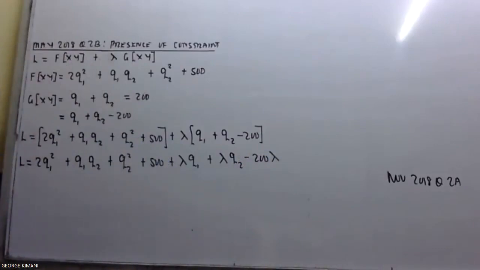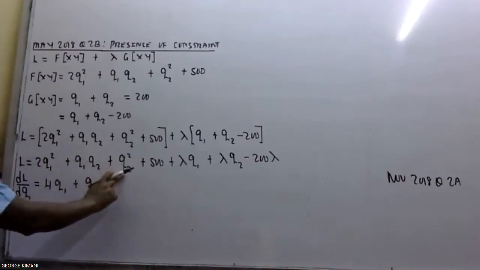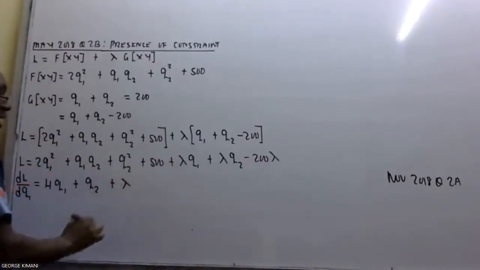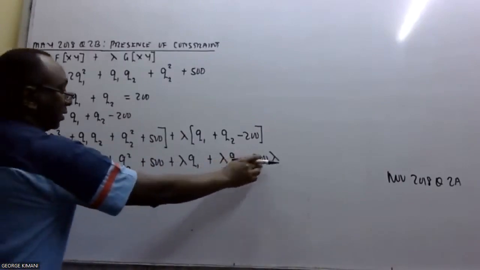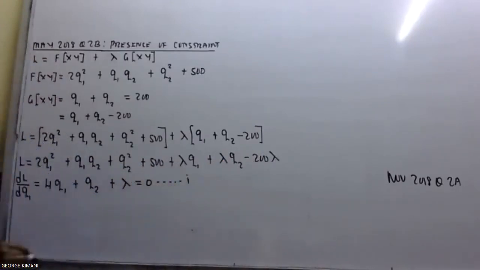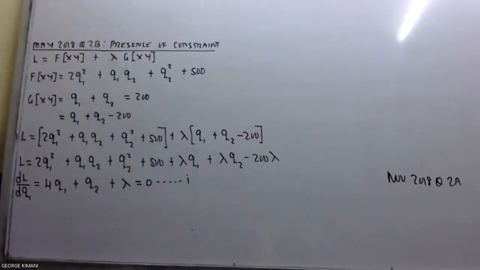Then from there, you differentiate the grade with respect to Q1. This is a case of partial differentiation. So this one becomes 4Q1, and this one becomes Q2. This one does not have Q1, so it is 0. This is also 0, but here we have lambda, so plus lambda. You say this is equal to 0, and you call it equation number 1.